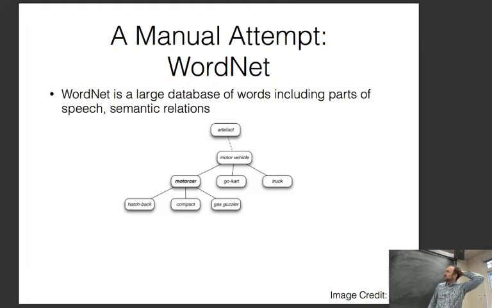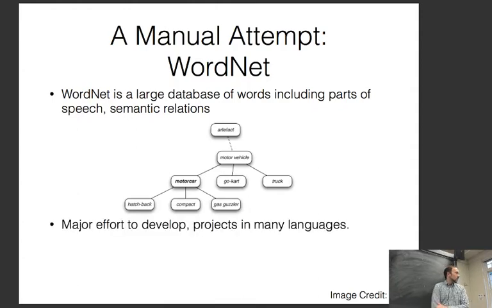And what WordNet is basically, it's this large database of words, including parts of speech, semantic relations like is-a, part-of, antonyms, etc. And this has been an extremely major effort. It was a big effort to develop. Unfortunately, on the WordNet page, now they say we cannot respond to emails about improvements to WordNet anymore because we don't have funding to do so. And it's a very real problem. These big projects, they take a lot of time and money to create.